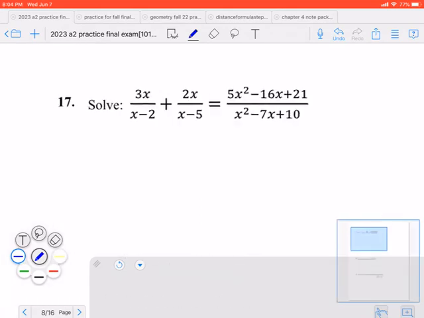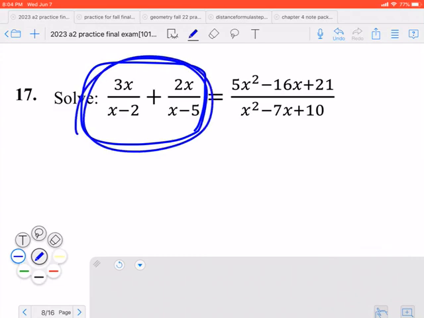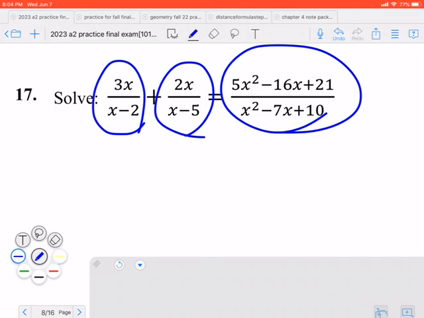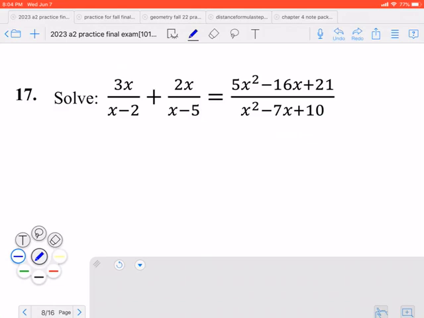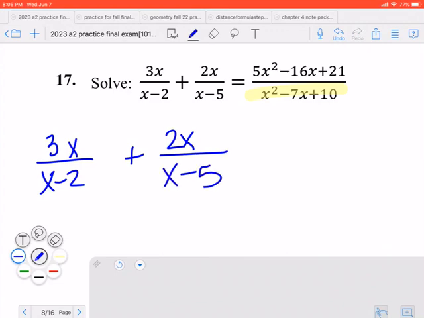Another solve. But this time we have two fractions. They're being added on the left-hand side. So I can't cross multiply on this one. What we have to do is go through and multiply each fraction, multiplying both sides by the LCD. So what I'm going to do is first I want to factor that guy. So we have 3x over x minus 2 plus 2x over x minus 5. I'm leaving lots of room so I can do my multiplying.